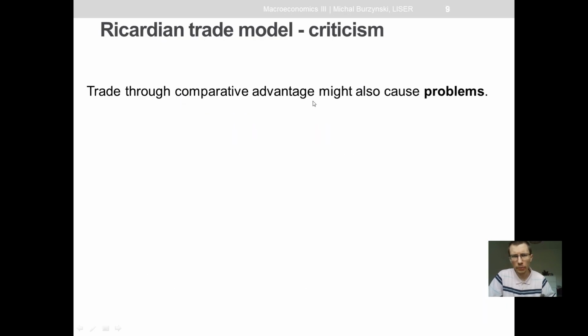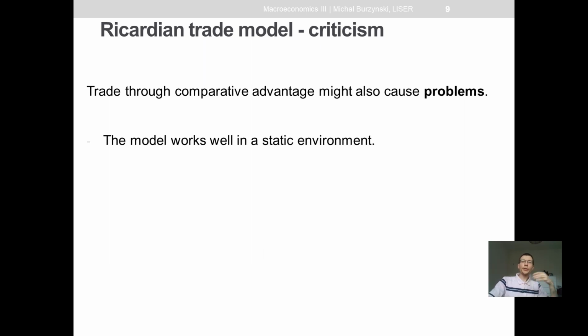Okay, but of course, Ricardian trade model is not an ideal model, and this paradigm, even though it's working in some circumstances, in general, it's not as useful, let's say, as it could be when we consider the changing structure of macroeconomies. So there is also a criticism of this Ricardian trade model.